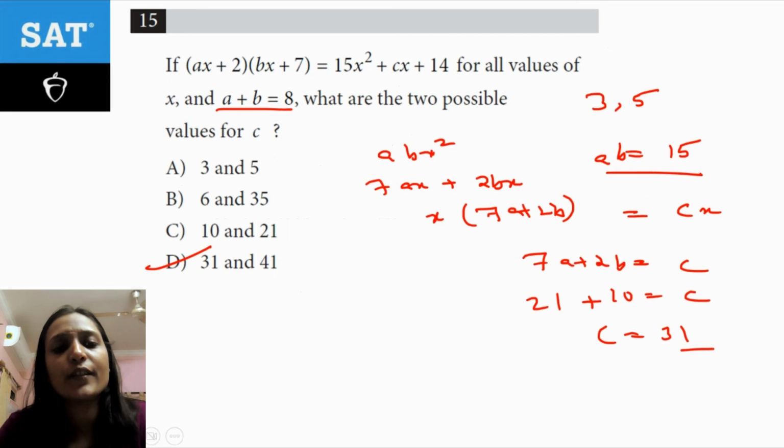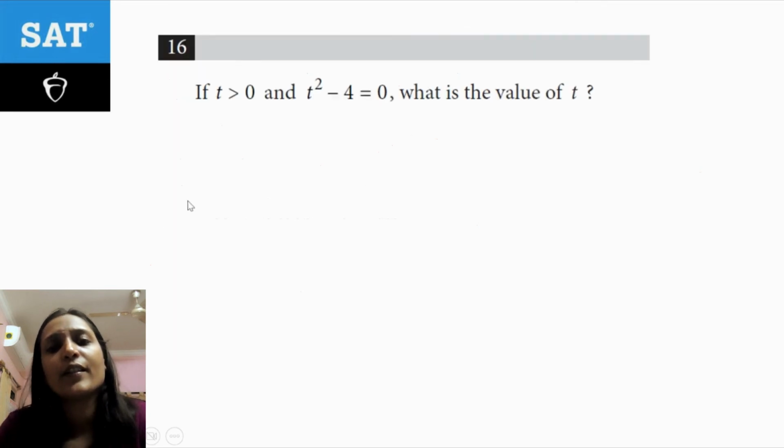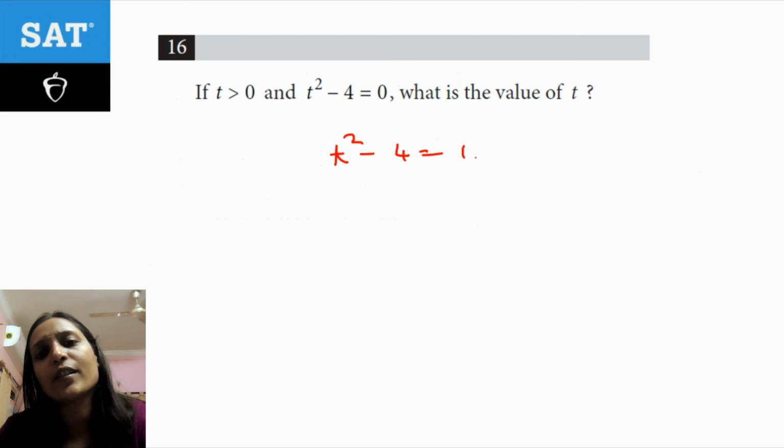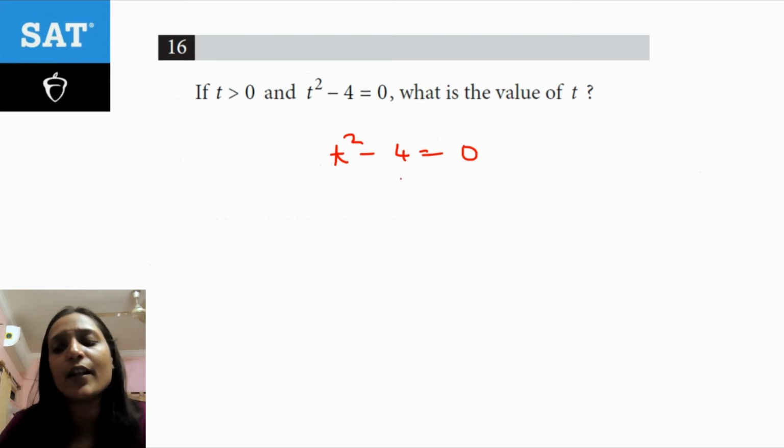Let's move ahead to the next question now. The next question is: if t is greater than 0 and t square minus 4 is equal to 0, then what is the value of t? So here t square minus 4 is equal to 0. Now this part we've come to the non-MCQ questions.